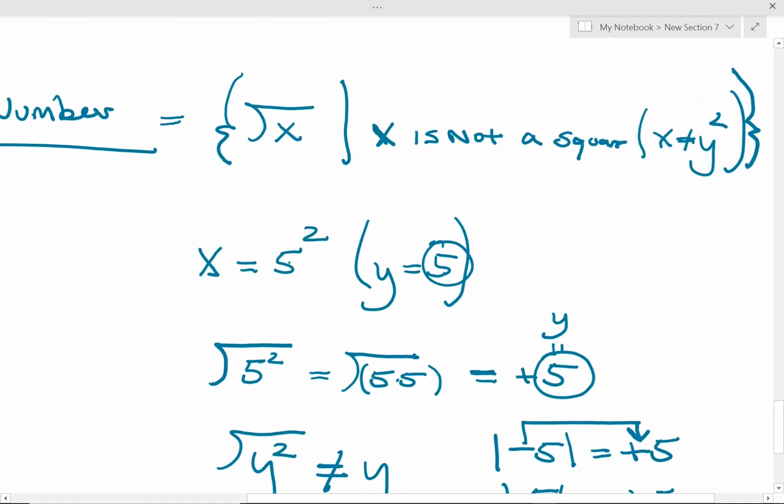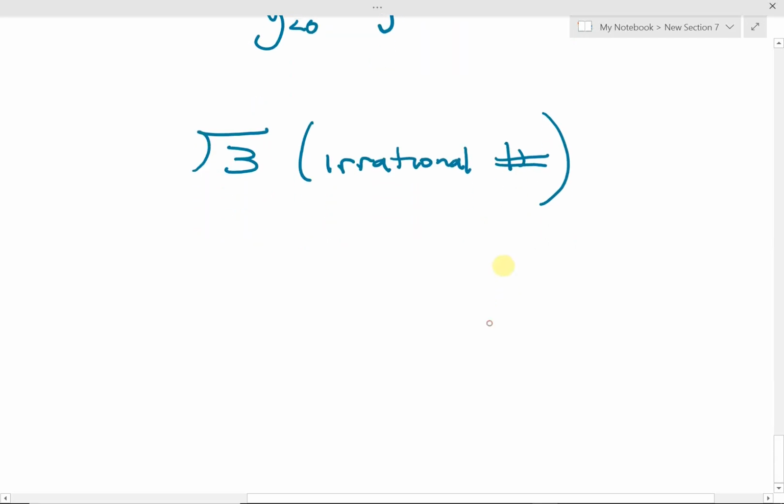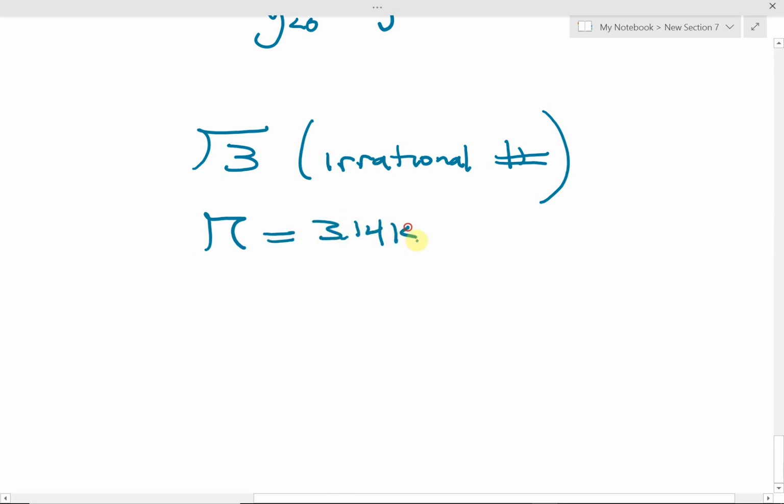For instance, if we have the square root of 3, we can't simplify the 3 anymore, and this equals an irrational number, because this cannot be represented as a fraction. We also have pi, which, if anyone knows, is 3.1415... and it continues to infinity.